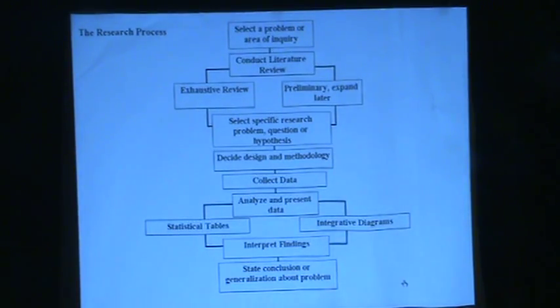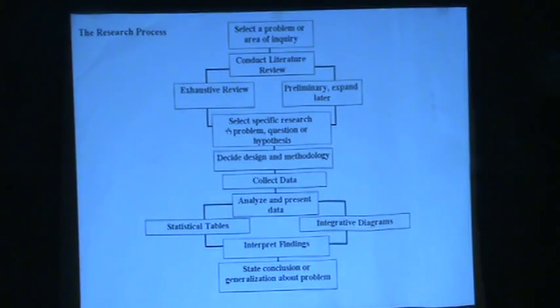And here is a graphic overview. So you start by selecting a problem or area of inquiry. Generally, you conduct a literature review. Now, if you're doing a research proposal, you probably will do a preliminary literature review and expand on it later. But if you actually are doing a thesis or dissertation, you want to do an exhaustive literature review to inform yourself on the topic.